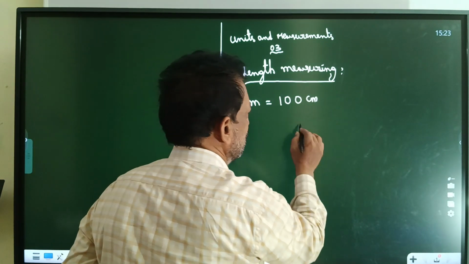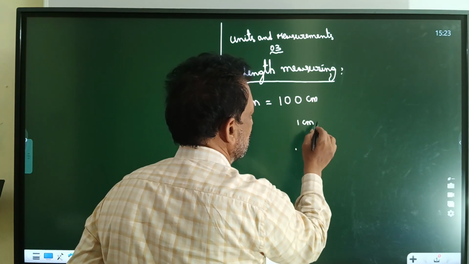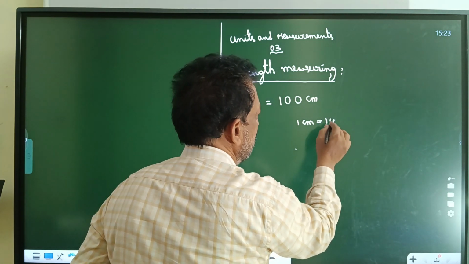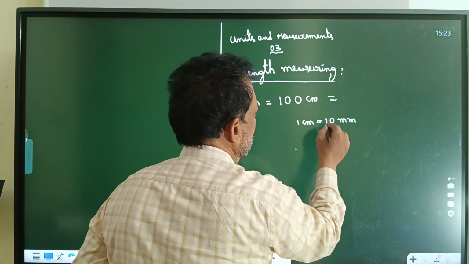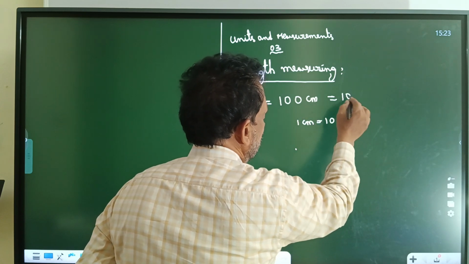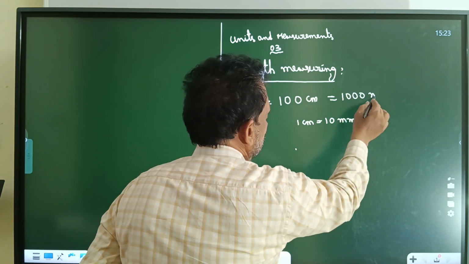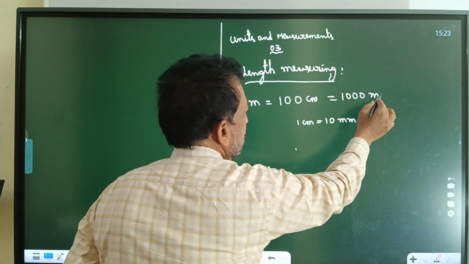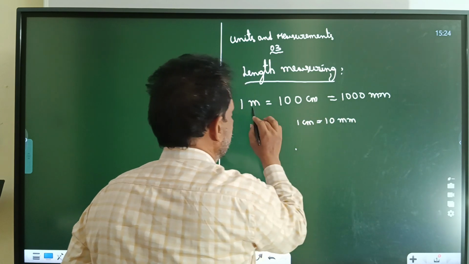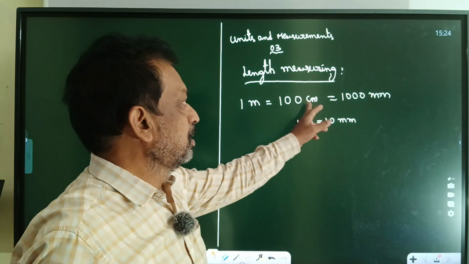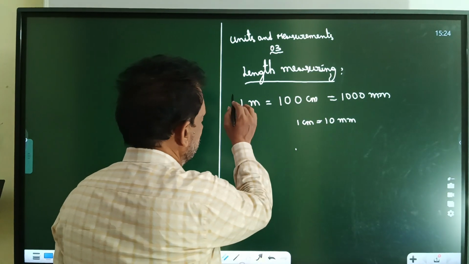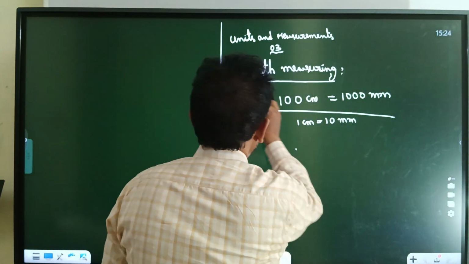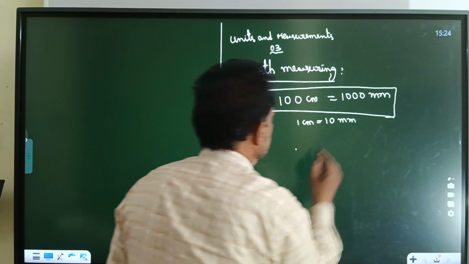1 centimeter is equal to 10 millimeter. So that is equal to 10 multiplied by 100, which is 1000 millimeter. So 1 meter is equal to 100 centimeter, and that is equal to 1000 millimeter. Now we need generally this length measuring.